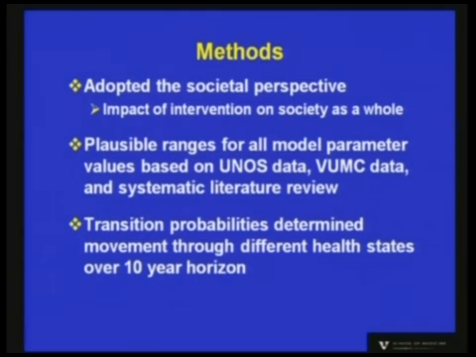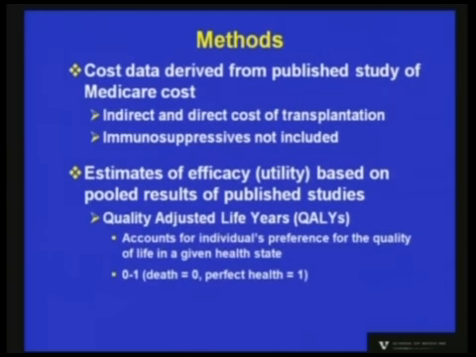Plausible ranges for all model parameter values were based on UNOS data, VUMC data, and systematic literature review. Our transition probabilities determined movement through different health states over a 10-year horizon. We derived cost data from published studies of Medicare costs looking at indirect and direct costs of transplantation. However, we do not consider immunosuppressive costs.